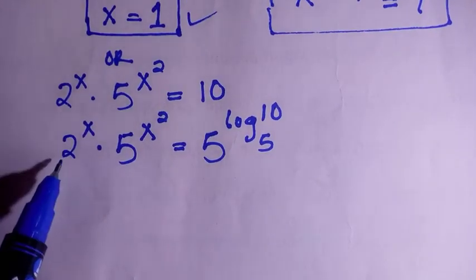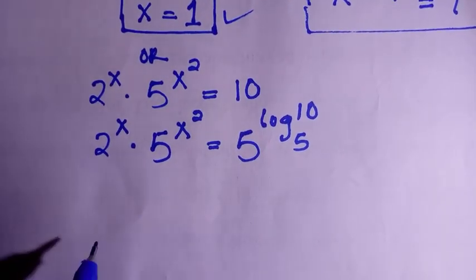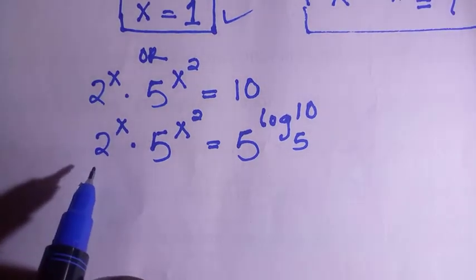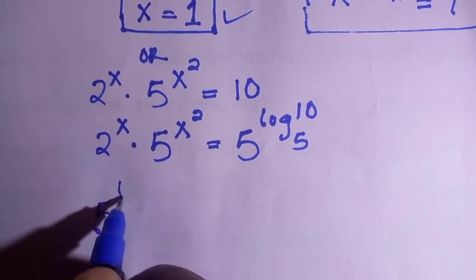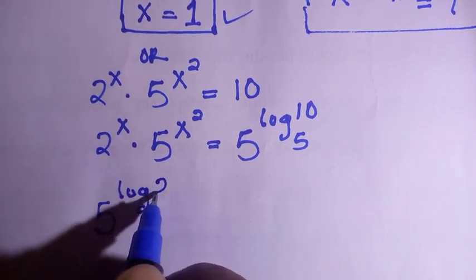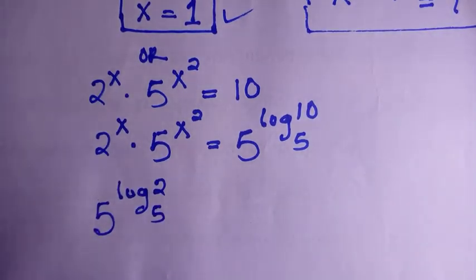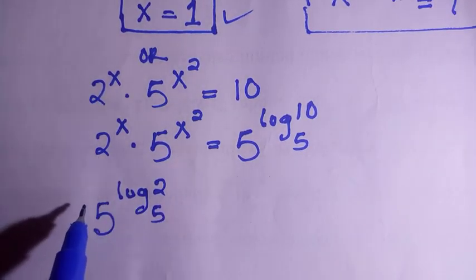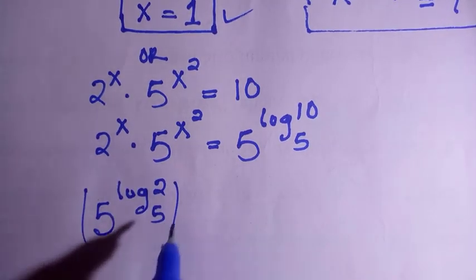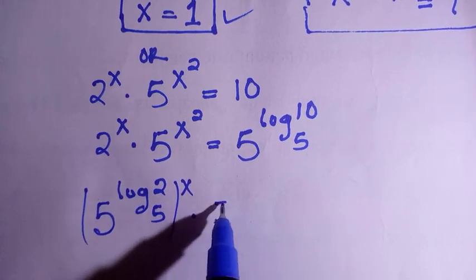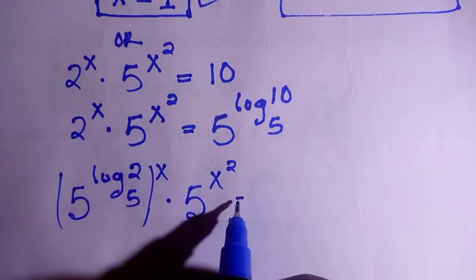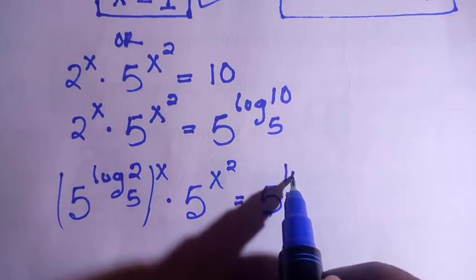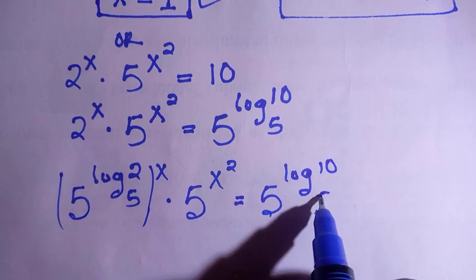For these two as well, I want everything to have base 5. So I change the 2 to 5 raised to the power of log 2 base 5, which is still 2 according to the rule, and everything is raised to the power of x, then dot 5 raised to the power of x raised to the power 2 equals 5 raised to the power of log 10 base 5.